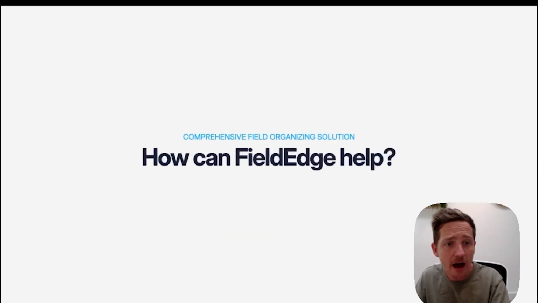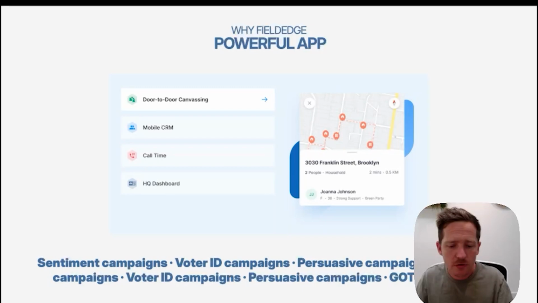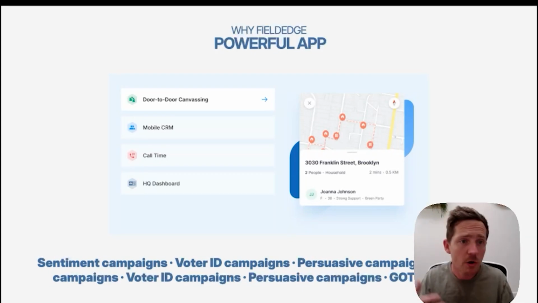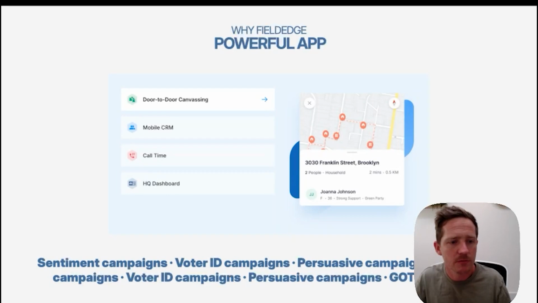Let's jump into exactly how FieldEdge can help. So FieldEdge we think is a really powerful app, and here are the tools that are included in FieldEdge. So we've got our door-to-door canvassing solution, and all of these tools are kind of like applied. You'll see some stuff at the bottom of the screen. We're working with people doing sentiment campaigns, voter ID campaigns, persuasive campaigns, etc. We're working across the US, Canada, Europe, the UK, Australia. So we've got campaigns throughout, doing all types of different campaigns, and we've optimized the app for all of these different situations.